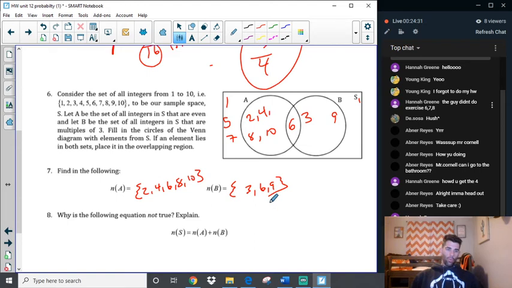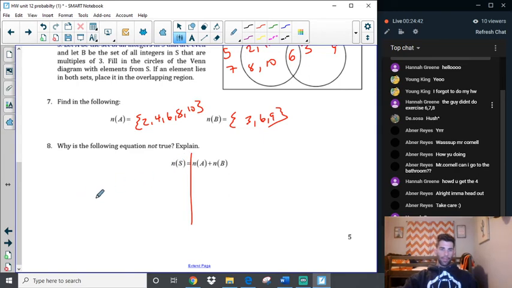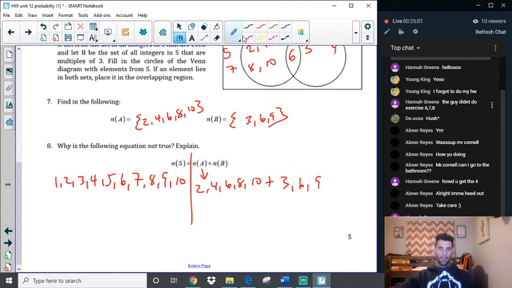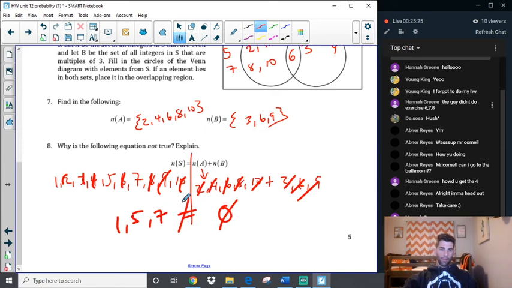And now 8 is saying, why is the following equation not true? So what they're saying is, if you take A and you take B and add them up. Well, let's show it. The sample space is 1, 2, 3, 4, 5, 6, 7, 8, 9, 10. In A was 2, 4, 6, 8, 10. In B was 3, 6, and 9. So prove that this is not true. 2's cancel. 3's cancel. 4, 6, 8, 10, got 6, got 9. Well, there's nothing left over here, and over here I have 1, 5, and 7. So that's why it cannot be true.